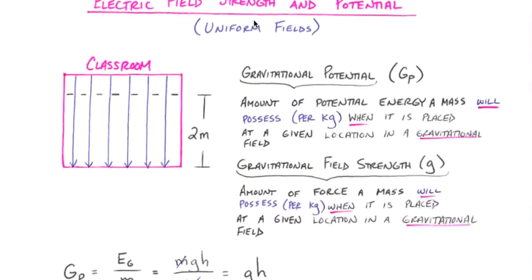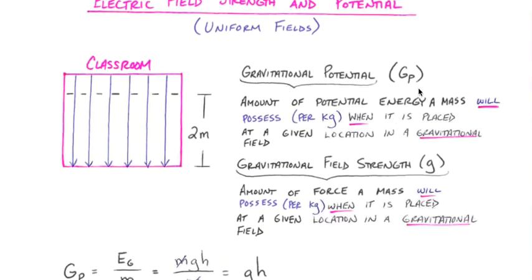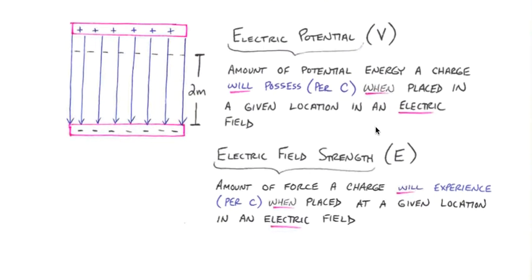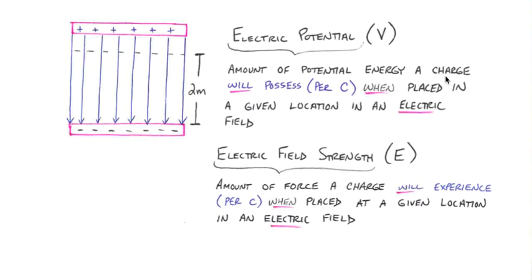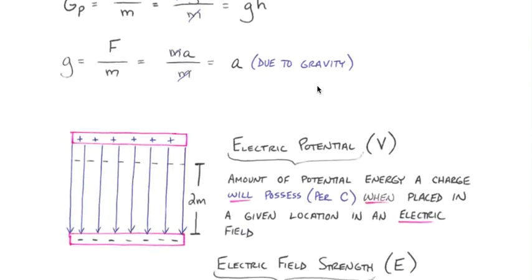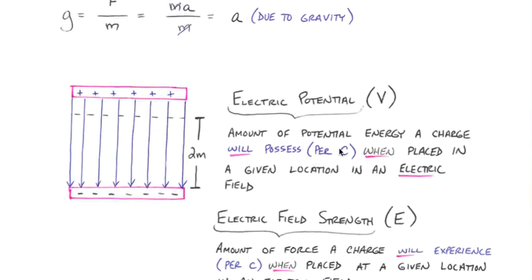Well, if you remember up top, gravitational potential is the amount of potential energy a mass will have per kilogram when placed in a gravitational field. If we look at the definition of electric potential, it's the amount of potential energy, which so far is the same definition, a charge, so we're talking about charges instead of masses, will possess when placed at a given location. Hopefully, as you look at this definition, you see it's the same exact definition. However, we're talking about charges instead of masses. And because we're talking about charges, we're not talking about per kilogram. We're talking about per coulomb, because that's what we measure charges in.